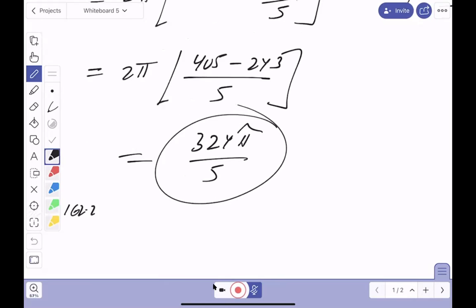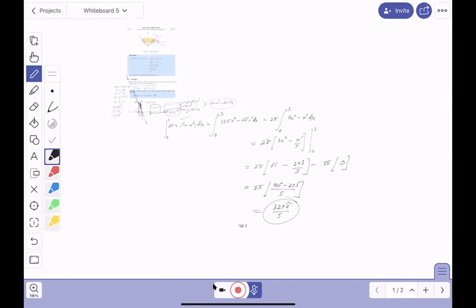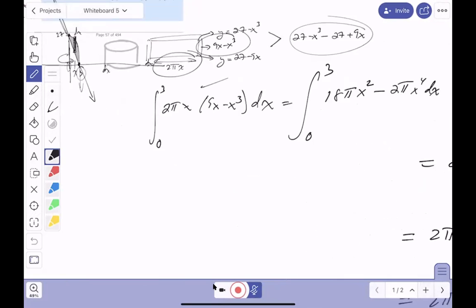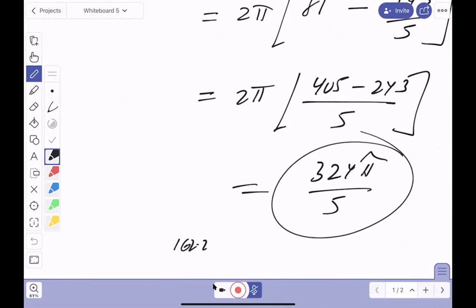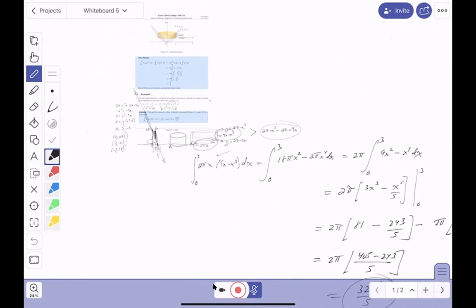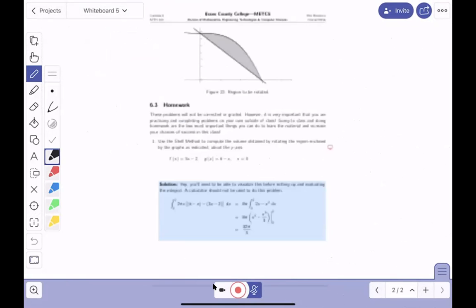But let's look at the key. Let's see if I got it right. If I didn't get it right, I got to do it again. 324 pi over 5. Wow, miracle. All right, not so bad. All right, let me go to the second page.